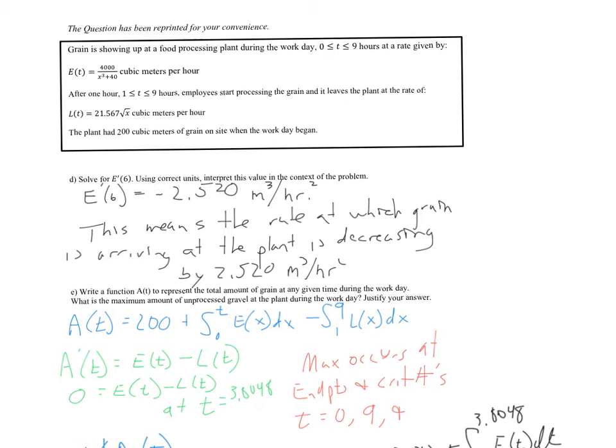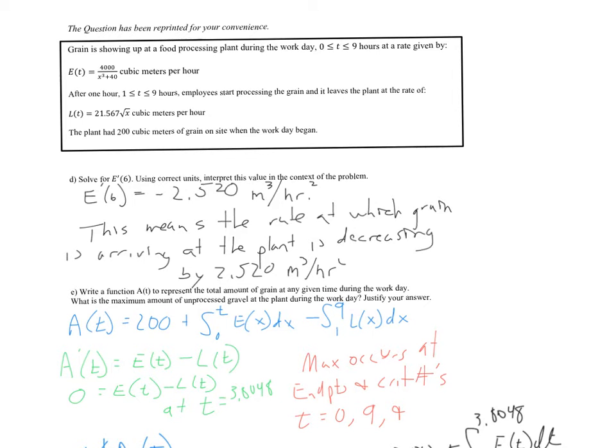On the back here for part D, find E prime of 6. So you just use Math 8 in your calculator to get E prime of 6, and it's negative 2.520 meters cubed per hour squared, right? Remember when we take a derivative, kind of like velocity would be meters per second and acceleration would be meters per second squared. It's the time element that is being squared there. So it's kind of a strange unit, which is why they want the units there.